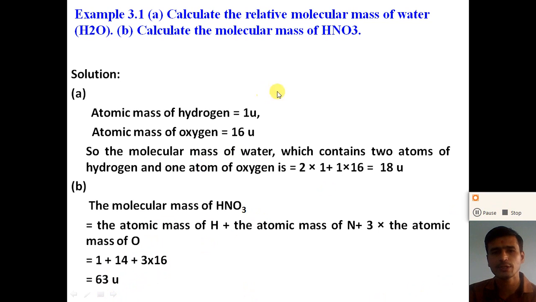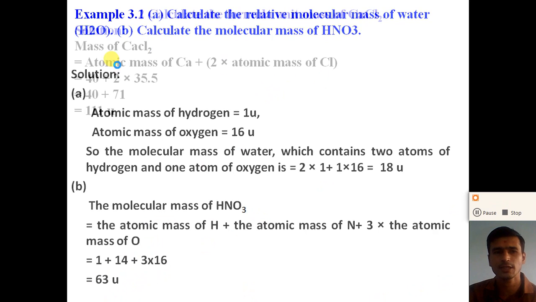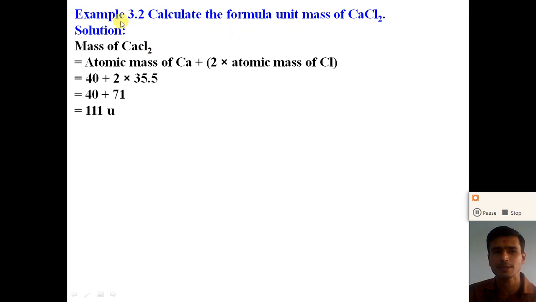Now dear student, we are going towards question number 3.2. Example 3.2: calculate the formula unit mass of CaCl2, calcium chloride. Right? We need to find the molecular mass of CaCl2.